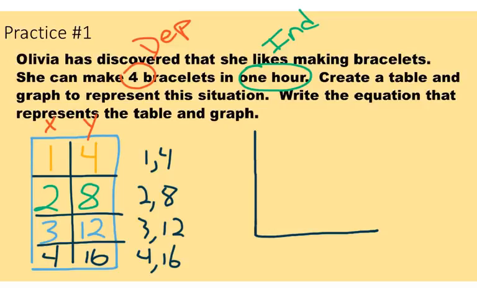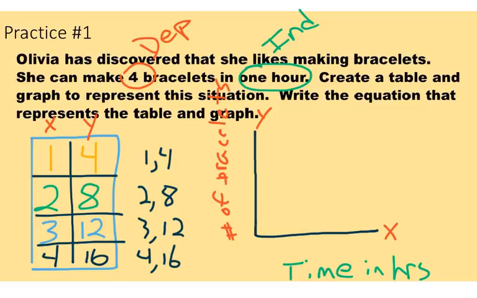So we have our x and our y coordinates. Let's label this graph by labeling the x-axis, which is also the independent variable. And the independent variable is the time. Okay? So here we're going to put the time, or the number of hours. Time, and we'll put it in hours. Okay? And then the y-axis is going to be our dependent variable, which is the bracelets, or number of bracelets. I run out of room there to write it, but number of bracelets, okay?